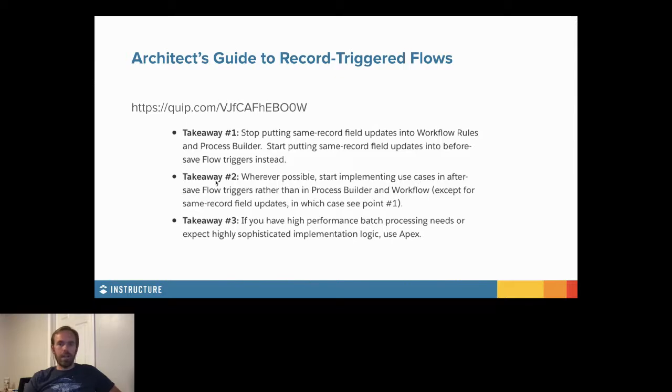So then they also recommend that you use your after save flow triggers rather than Process Builder workflow, except for the same record, which you want to go up to here. And then if you have high performance needs with especially sophisticated logic, use your Apex. So these are their recommendations for record triggered flows, and workflow rules don't really fall into that.